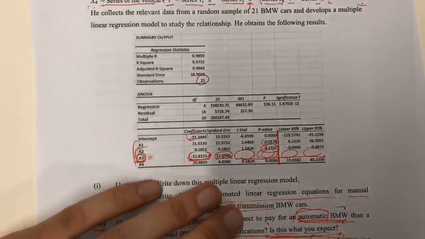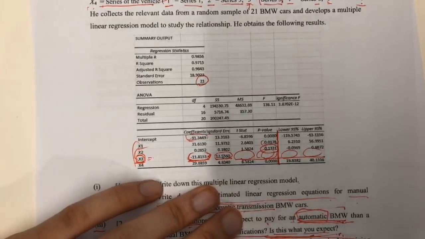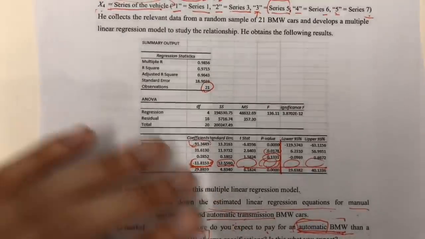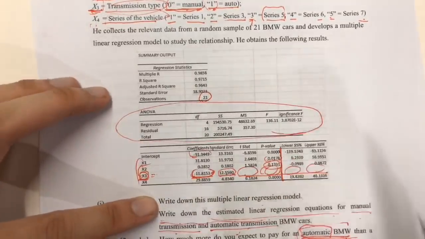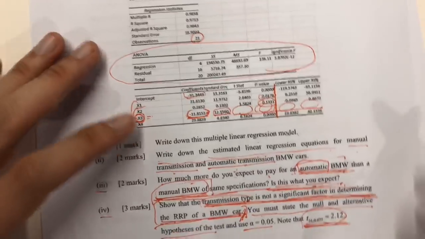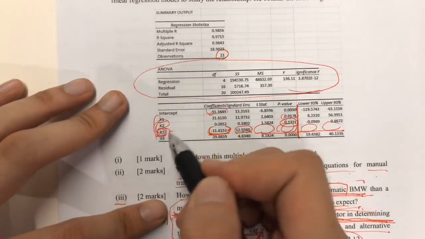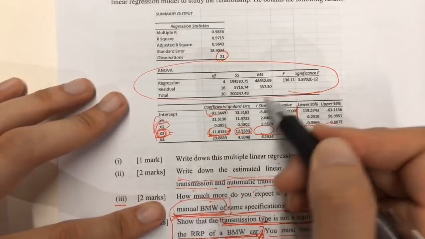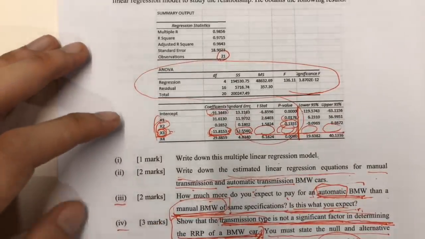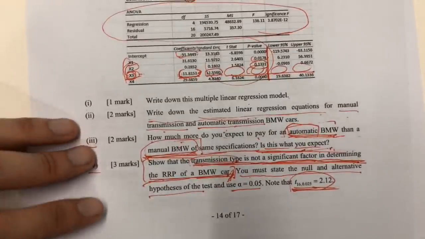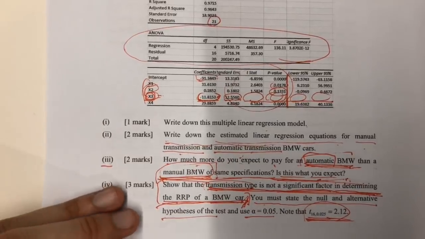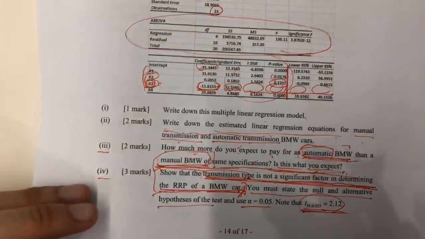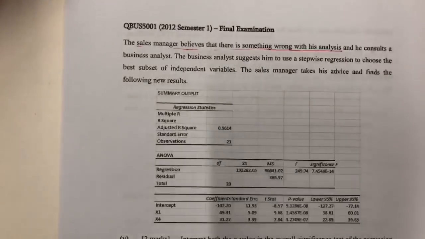Okay, so Clary Huang is asking, when do we use overall and when do we use individual? If the question is asking you, is the model overall significant, then you just read the ANOVA table. And if the question is asking if any of the independent variables is significant, then we use this t-test. So that's pretty straightforward, don't worry. Those two tests are for different purposes, and the purpose will be very clear in the question.